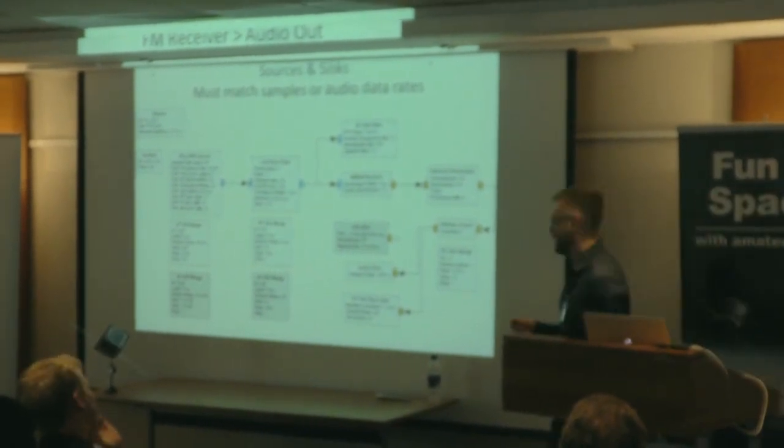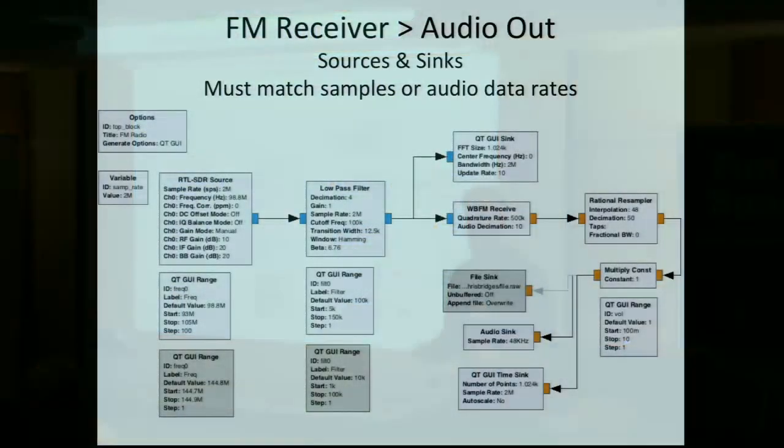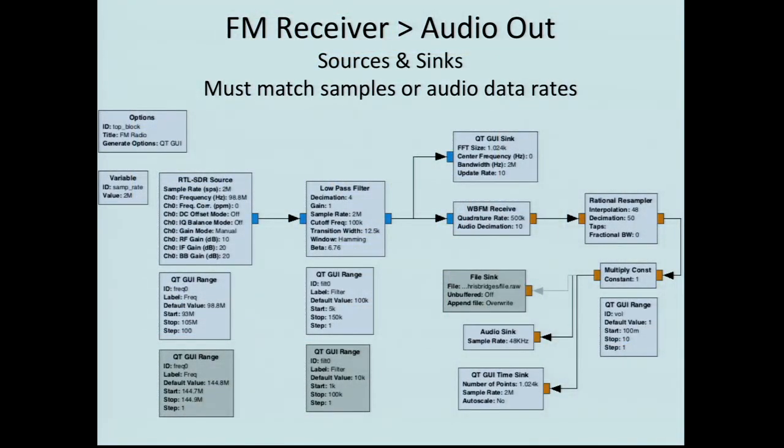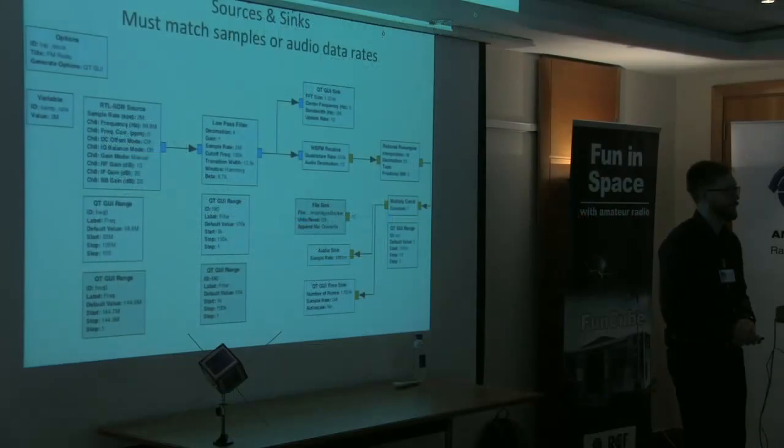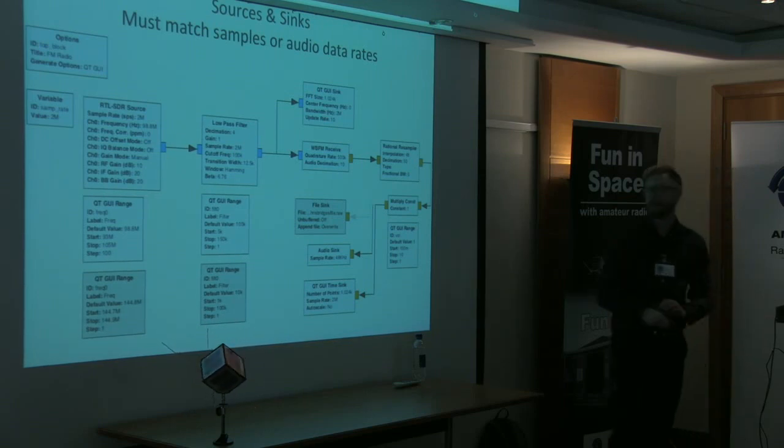Looking a bit further closer at that particular block, we can go through just a very simple FM receiver. We've got our RTL source on one side, and we pass it then through a low-pass filter to actually take out what we want. And then there's a magic block in there, which is just called wideband FM receive. And it will convert your actual IQ data, your complex signal, into a floating point output.